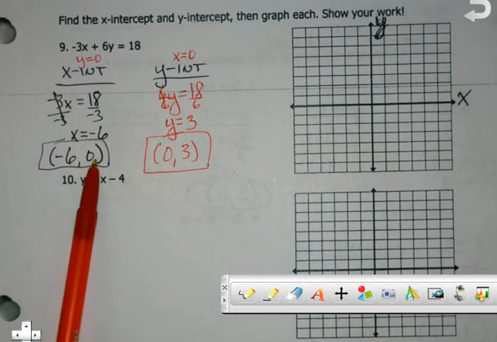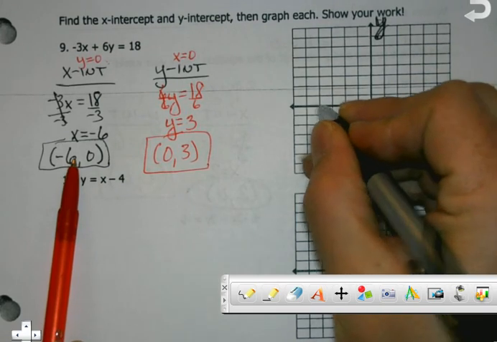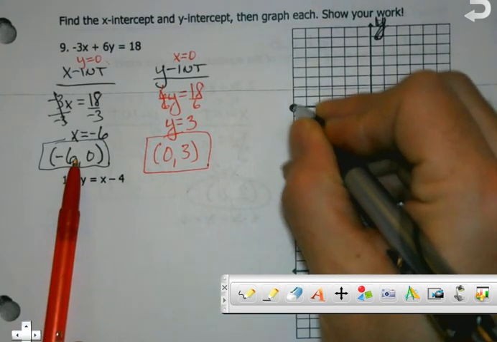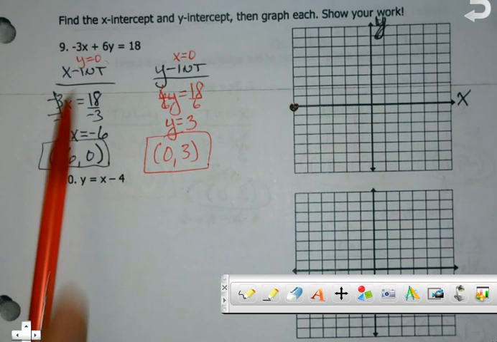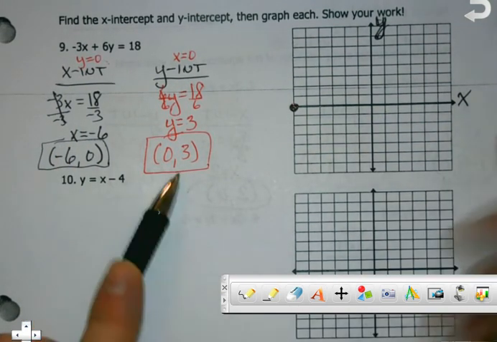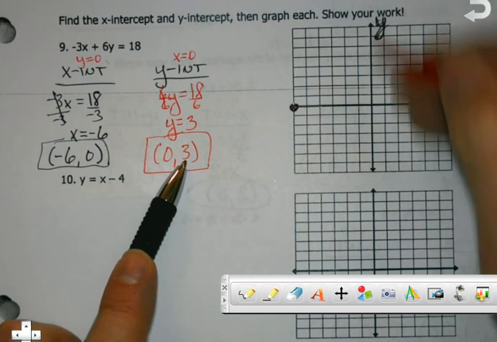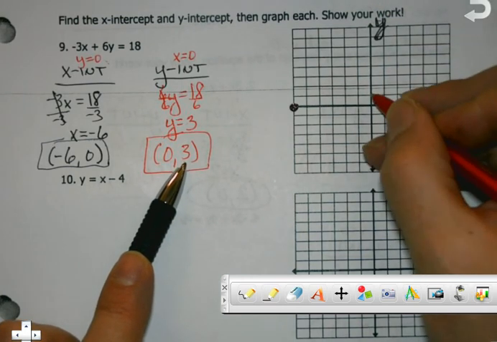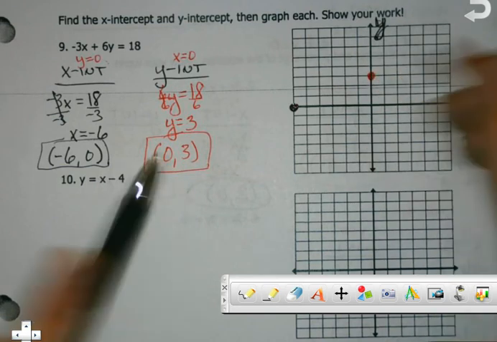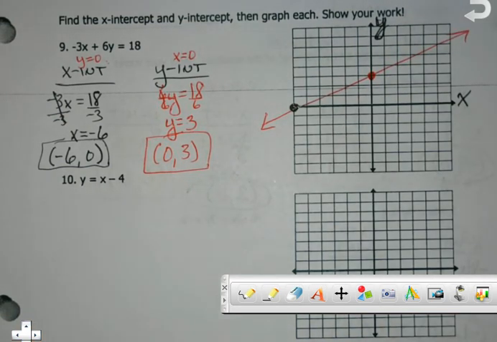Okay, -6, 0. The -6 is my x value. So am I going to go right or left 6? Left 6. 1, 2, 3, 4, 5, 6. My x-intercept is always on my x-axis. Y-intercept is going to be on here. Up or down 3? Up. 1, 2, 3. As soon as I get those set, draw my line, I'm a happy camper.